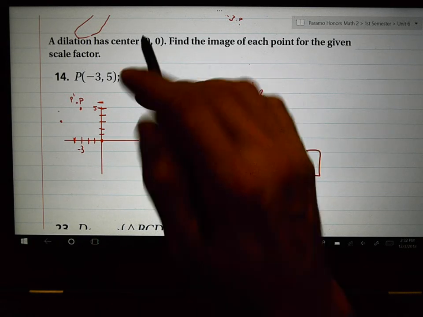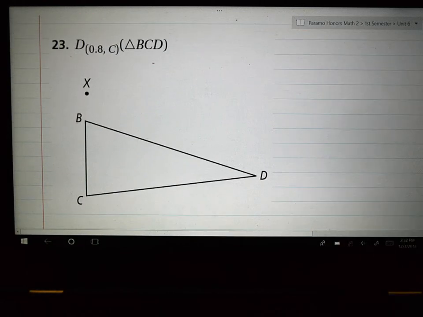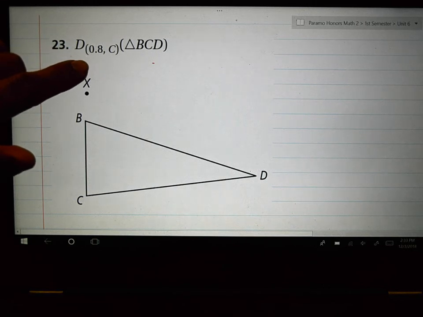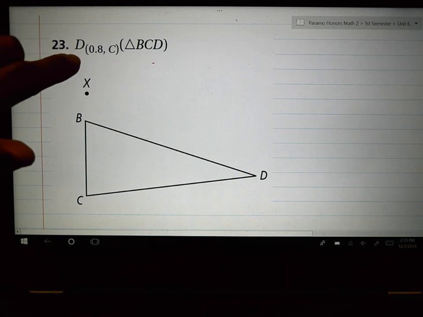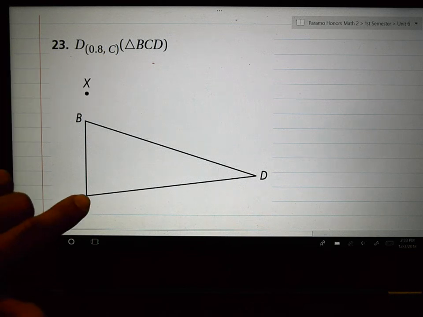The center at 0, 0, don't assume it's always going to be 0, 0. It may move around. As a matter of fact, that's one of the reasons why I have 23 here as well. The very last few problems that you have, 21 through 23, are going to ask you to do a dilation, but they don't have any coordinates, so it's not like this is on graph paper for you. What you have to do, you have to dilate something by 0.8. Hopefully you know that that is a reduction. And you're doing the dilation about the center point, C. C is your center this time.